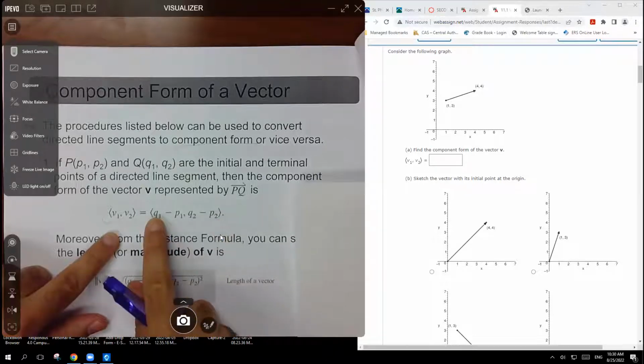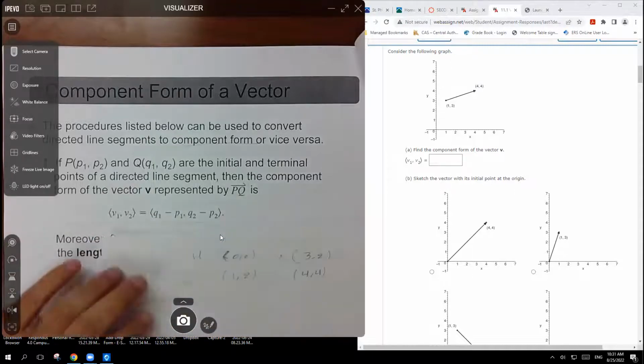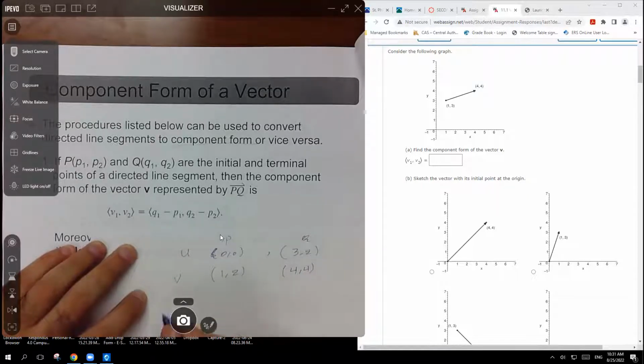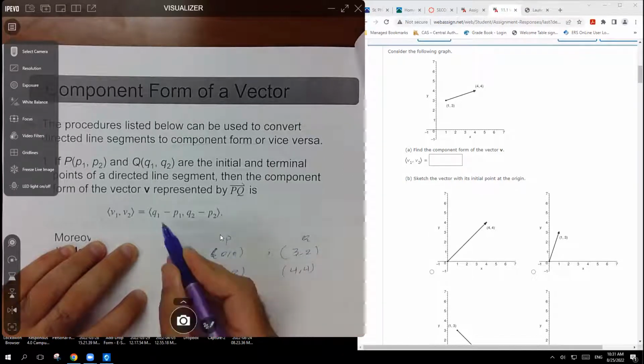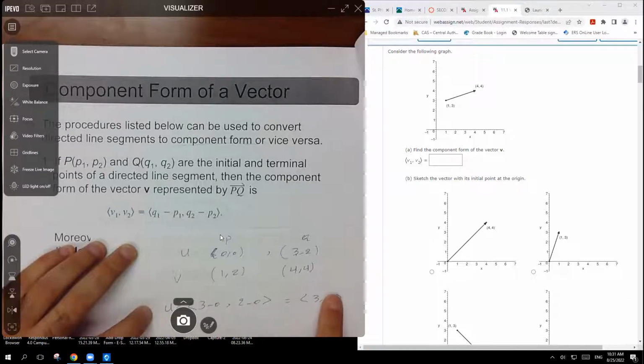That means the first point, the second point, just find this one, and you will see this is the vector. Let's do this one here, PQ. So for U, it's going to be 3 minus 0. Q1 is 3 minus 0, and 2 minus 0. So the first vector U is going to be 3 and 2. This is the component form.